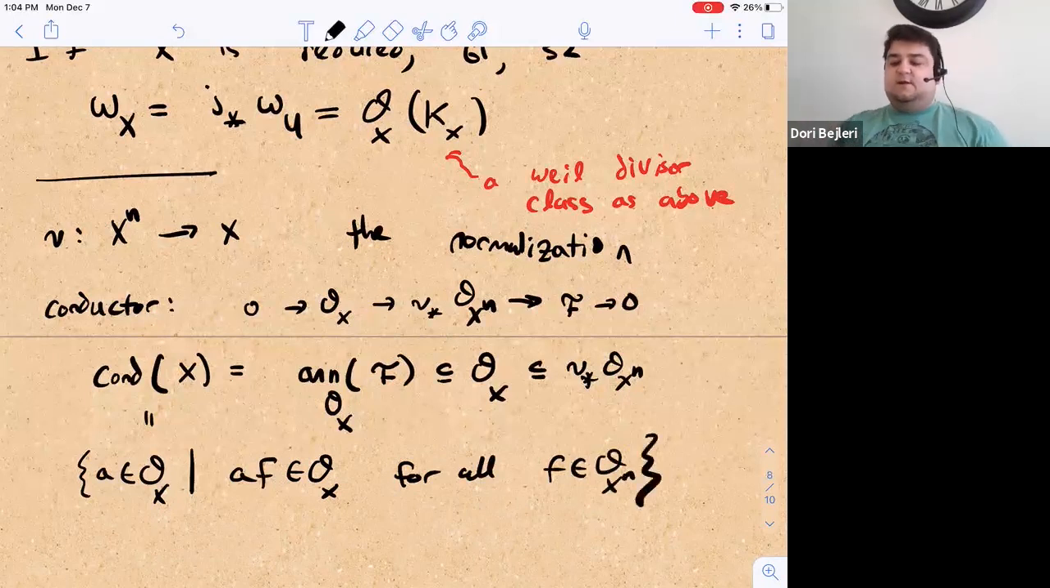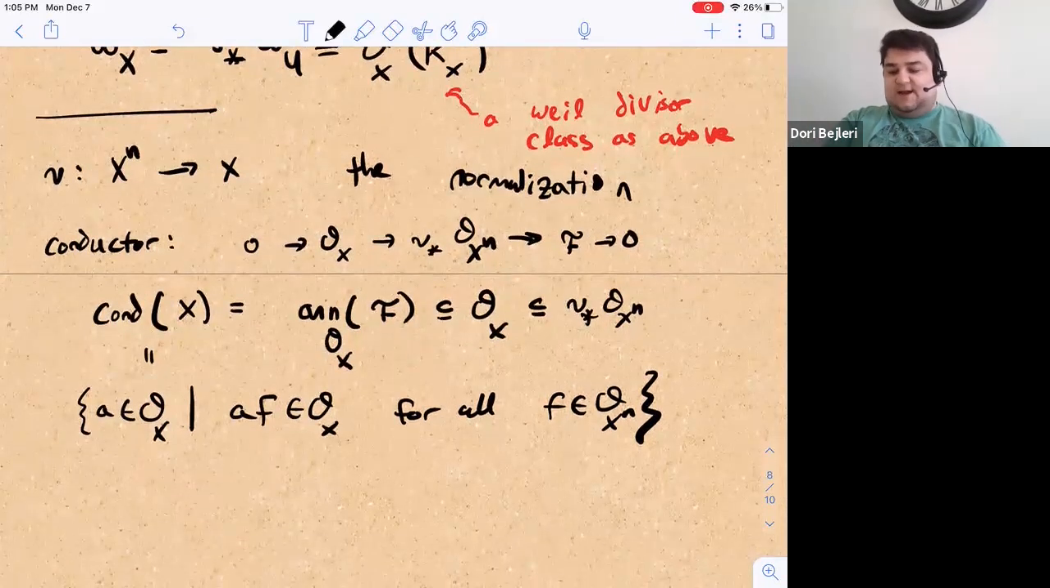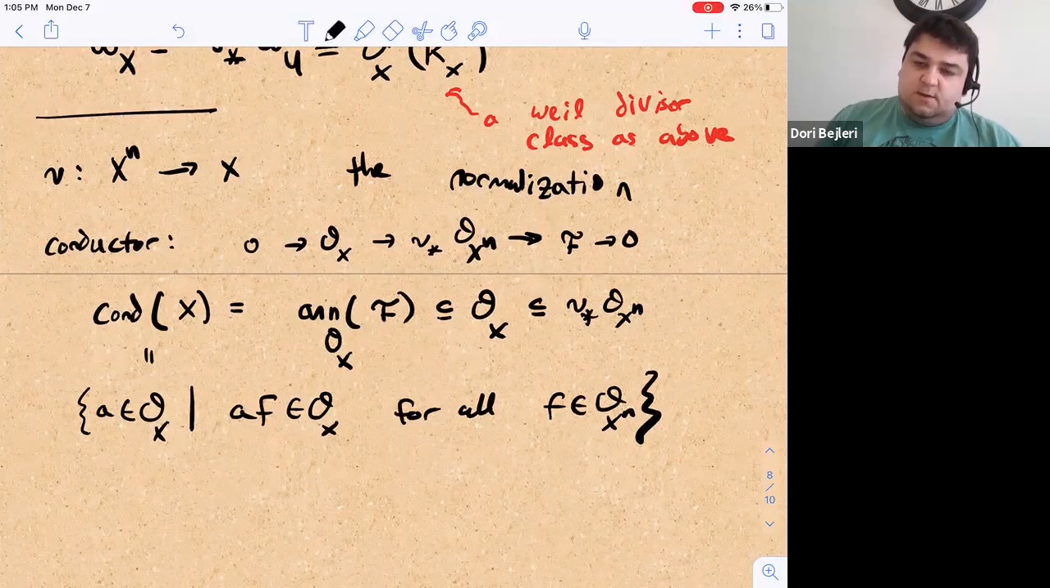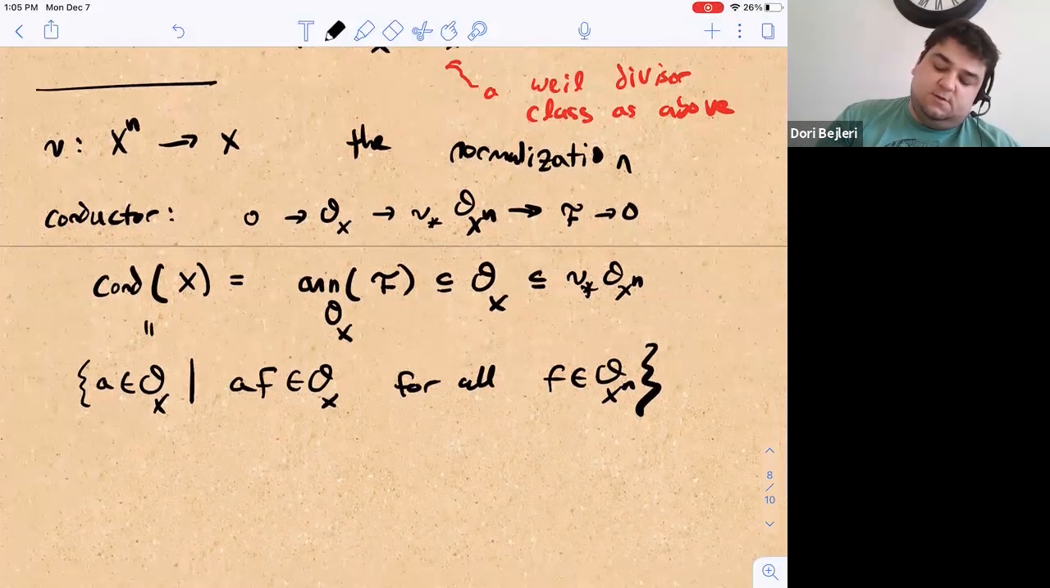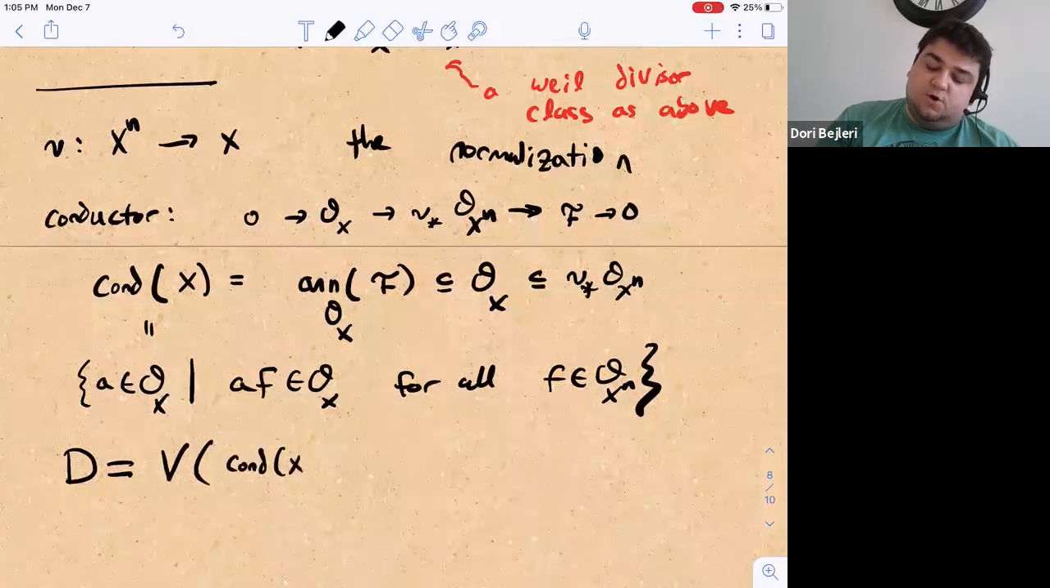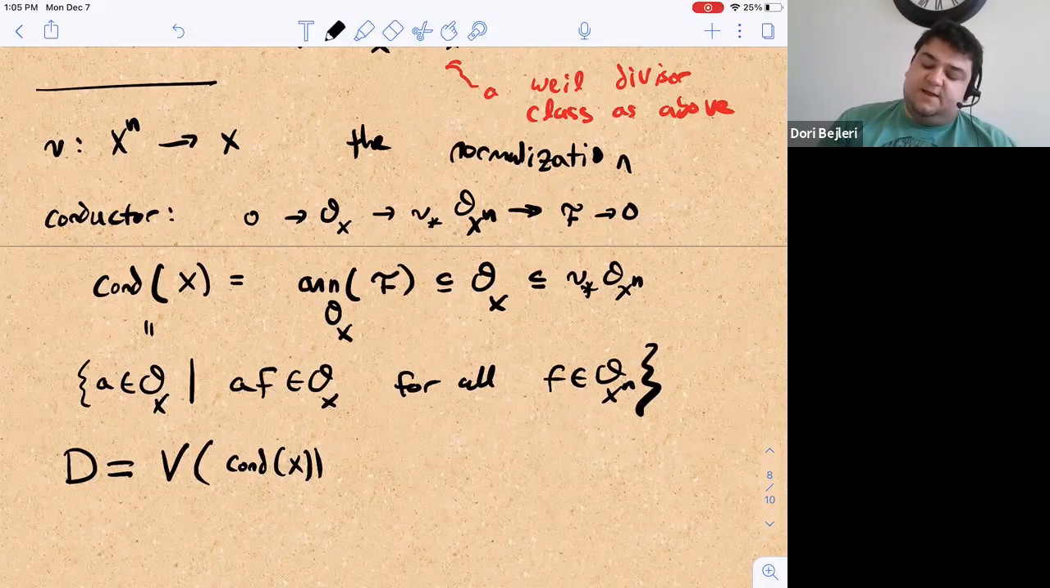Maybe that's the best way to write it. That's its description locally. Okay, and then you can check that it's an ideal of both OX and OXN, and this ideal cuts out a divisor, which is the vanishing of the conductor, or in general, it cuts out some subscheme D, which is the vanishing of the conductor on XN.